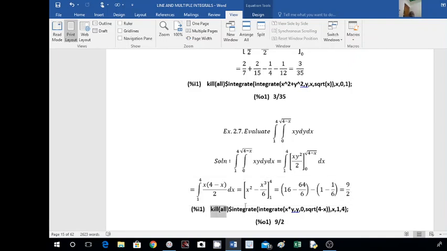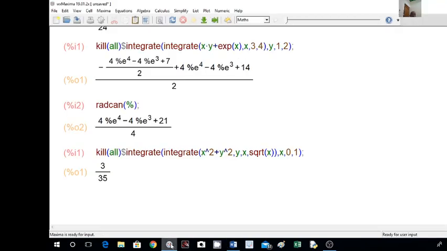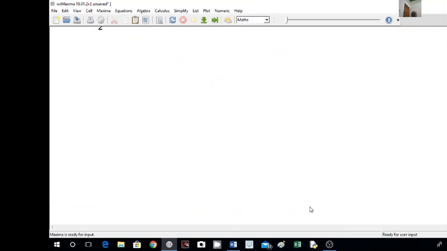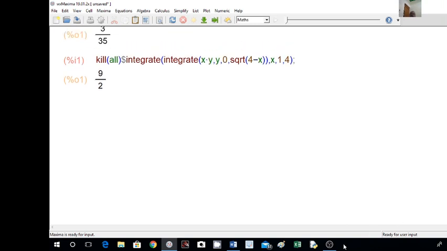Again, let me verify. Copy. Maxima. Paste here. Same commands are there. Command is same. Integrate function here. Limits of y here. Limits of x here. Execute this program. Executing this program, 9 by 2 is the answer.